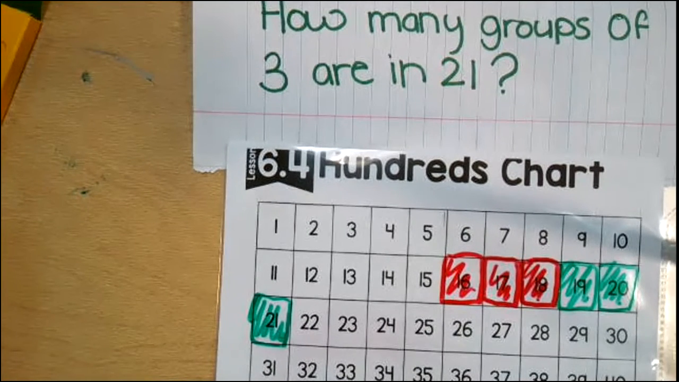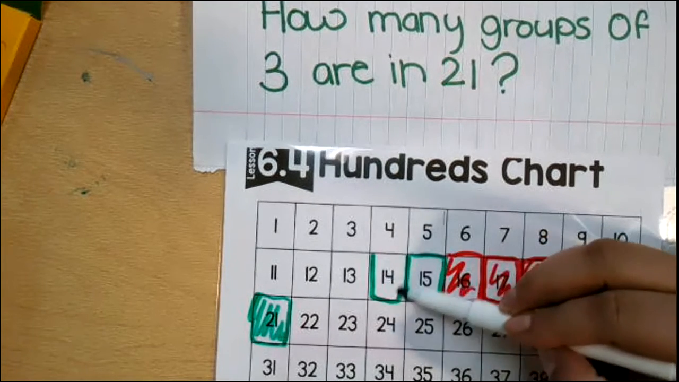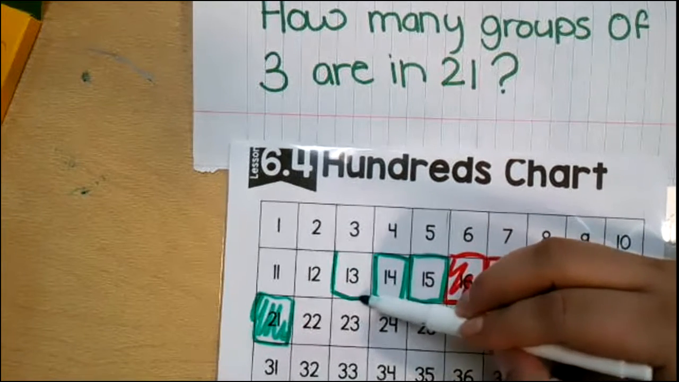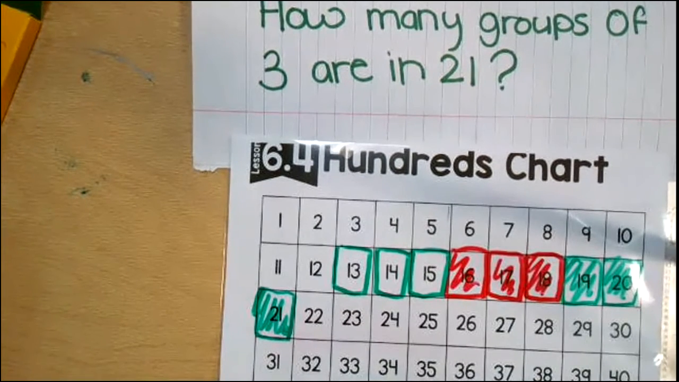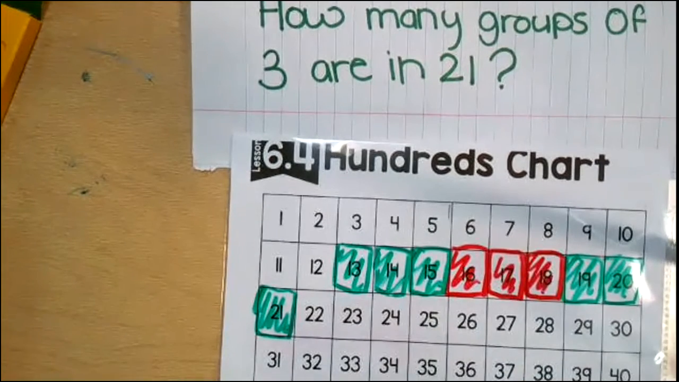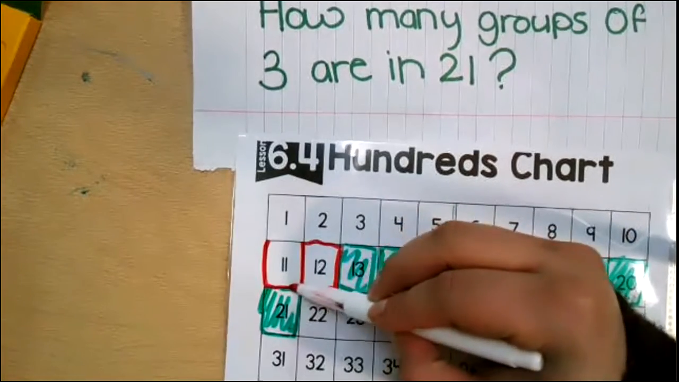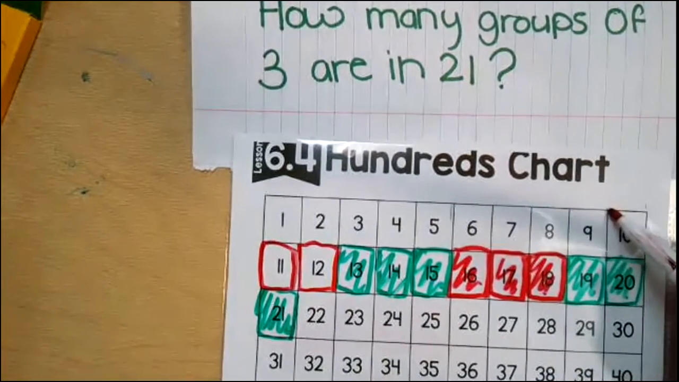And I'm going to continue the pattern. 1, 2, 3. Now how many groups of 3 do I have now? Right, I have 3 groups of 3 now. I'm going to continue with my pattern. 1, 2, 3.